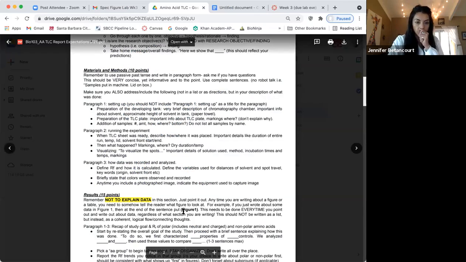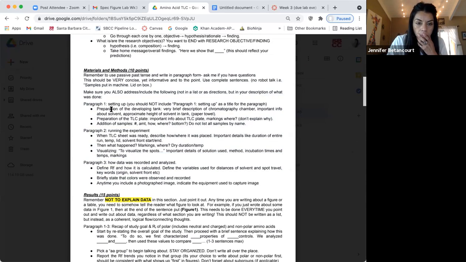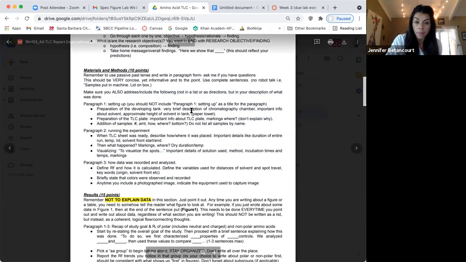Hopefully it works when I come back. Okay, let's see. So you can even start doing this if you want. This is the section we're going to talk about. And an example of preparing the developing tank. Look back to your notes from last week. We actually wrote this stuff in our class notes, in a very brief description of the chromatography chamber.